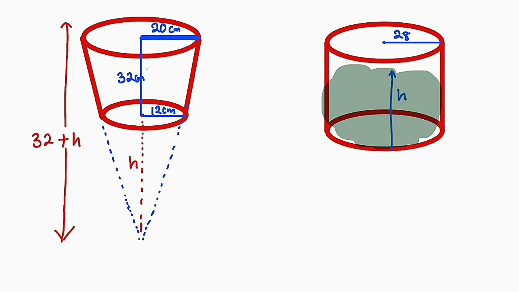Because to find the volume of the frustum, we need to find the volume of the entire big cone. Then we also need to find the volume of this smaller cone. Then subtract the volume of the smaller cone from the volume of the entire big cone. What is left will be the volume of the frustum. And to do that, we need this h definitely.